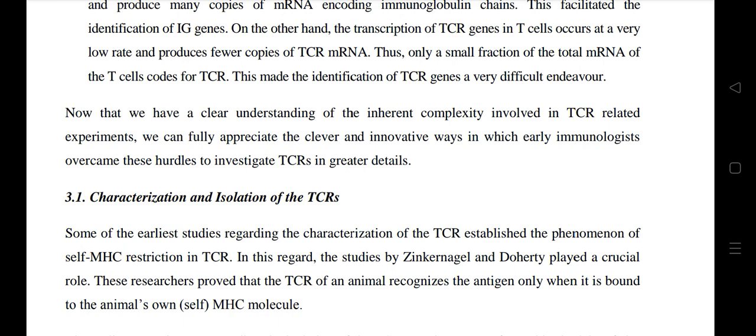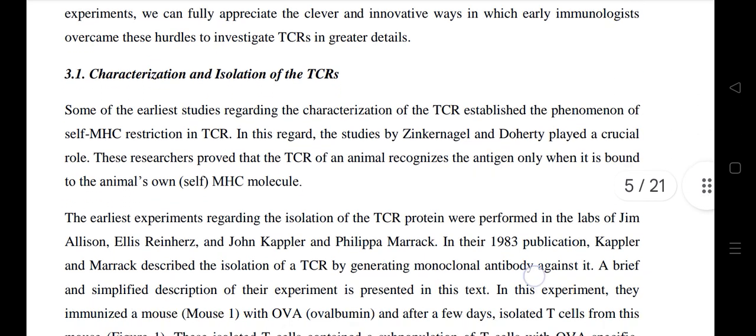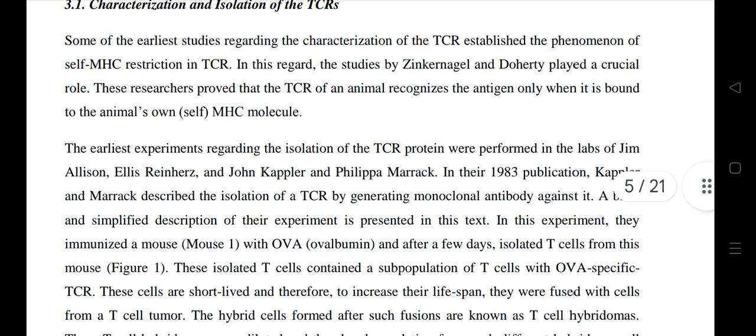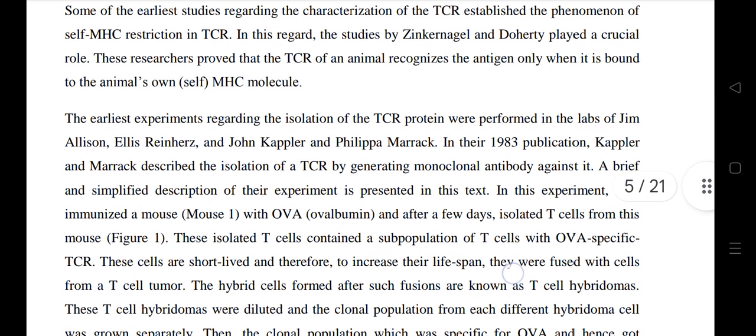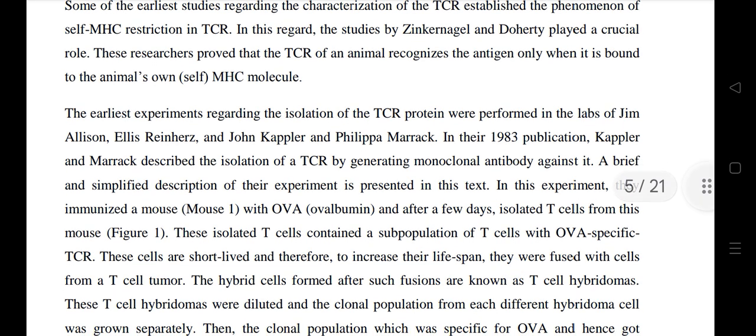Sorry for that. These researchers proved that the TCR of an animal recognizes the antigen only when it is bound to the animal's own self-MHC molecule. The earliest experiments regarding the isolation of the TCR protein were performed in the labs of Jim Allison, Ellis Reinherz, and John Kappler and Philippa Marrack.